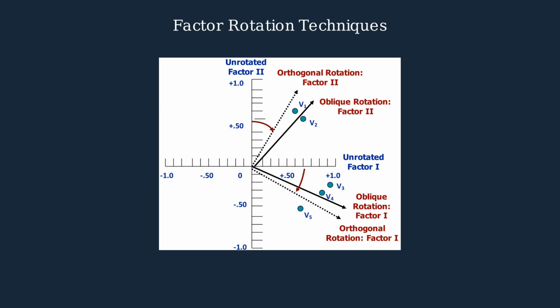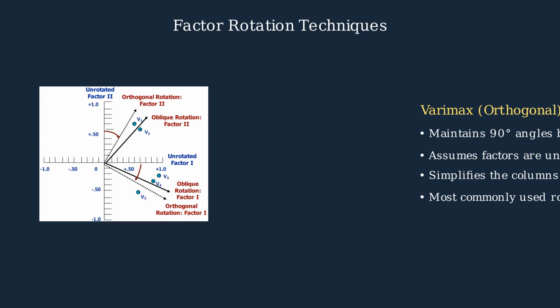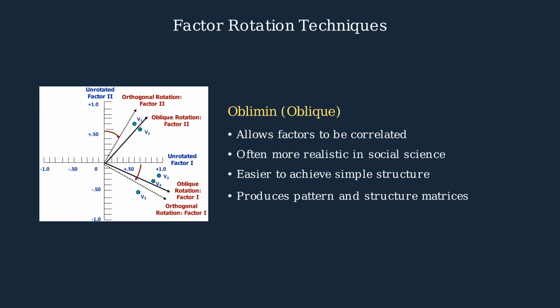Here we can see how rotation transforms the coordinate system. Varimax is an orthogonal rotation method. It keeps factors at right angles, meaning they remain uncorrelated. It maximizes the variance of squared loadings for each factor. Oblimin, on the other hand, is an oblique rotation that allows factors to correlate. This often produces a more realistic representation in fields where constructs are known to be related.